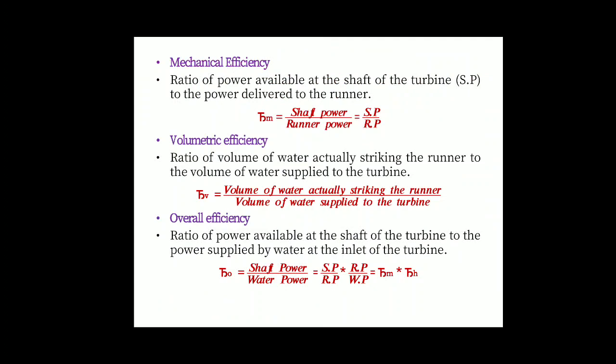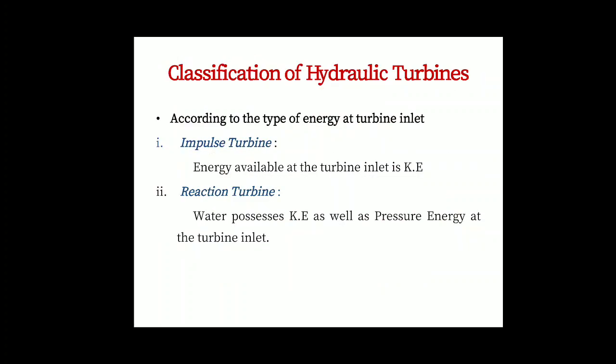Now mechanical efficiency is the ratio of shaft power to the runner power, and volumetric efficiency is the ratio of volume of water actually striking the runner to the volume of water supplied to the turbine, and overall efficiency is the ratio of shaft power to the water power, which can be rewritten as eta O, or overall efficiency, equal to eta m into eta V, or mechanical efficiency into volumetric efficiency. The next one is the classification of hydraulic turbines.